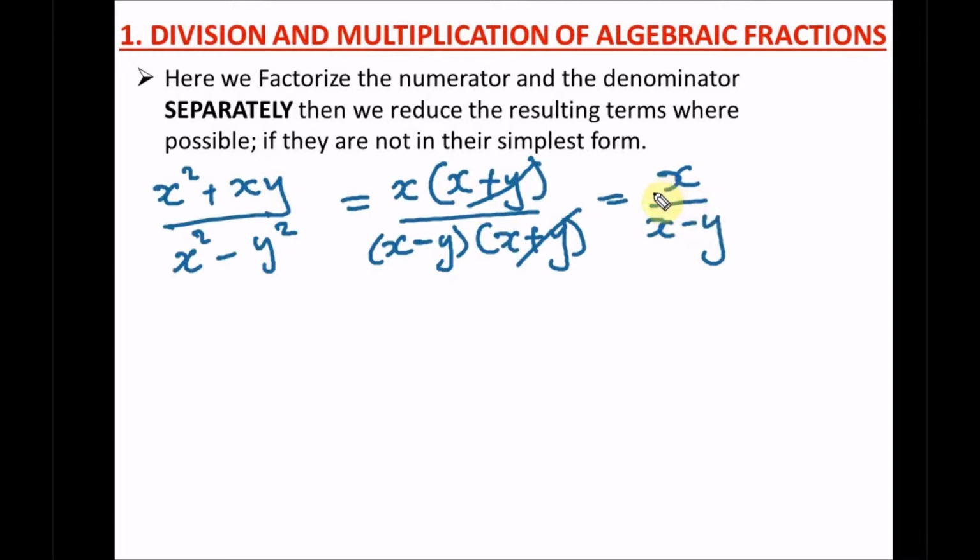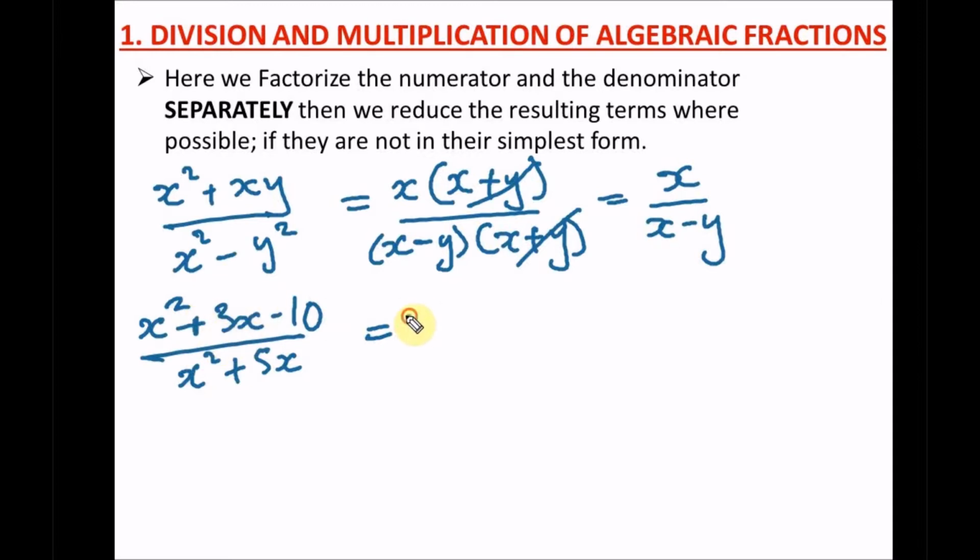Don't worry, I'm going to treat some past questions after this introduction to this topic. Let me give another example so you understand more. We also have 2x squared plus 3x minus 10 divided by x squared plus 5x. Now you see that we have to factorize this. So this can be likened to what?